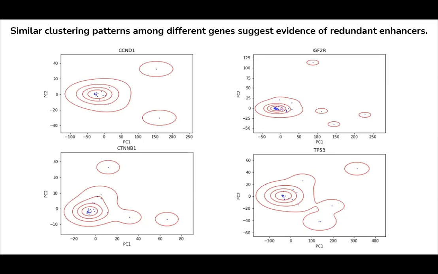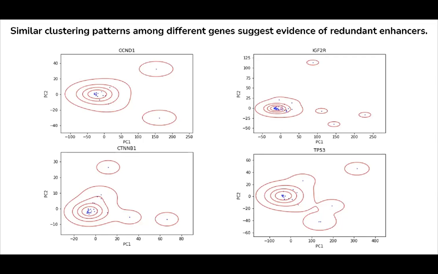The kernel density plots show us that the contours highlight density in those particular regions. And again, that is giving us evidence of redundant enhancers, which is what we were looking at.